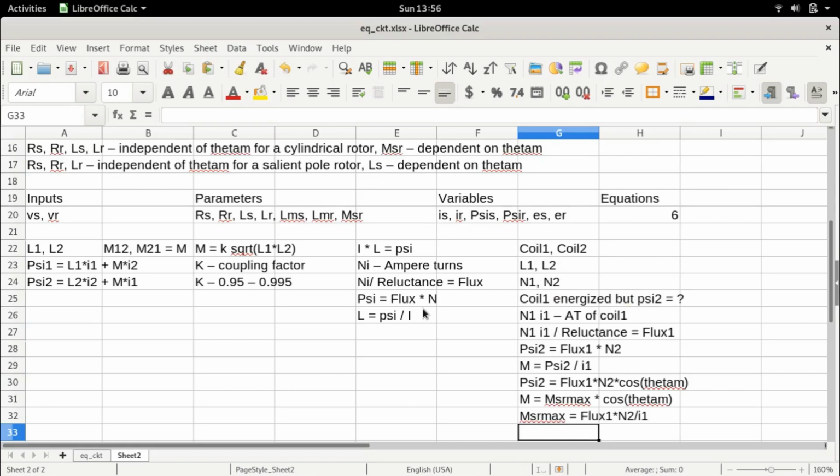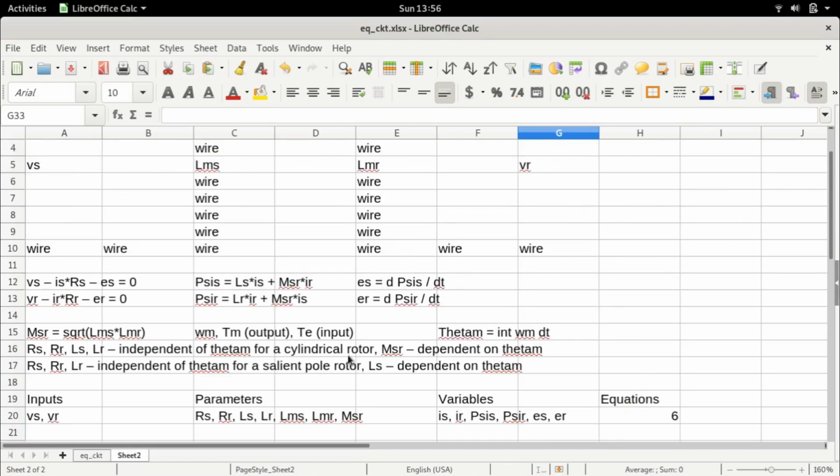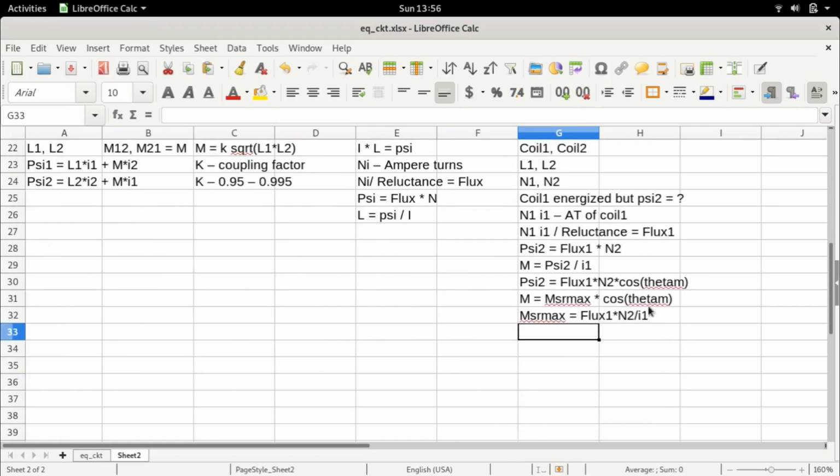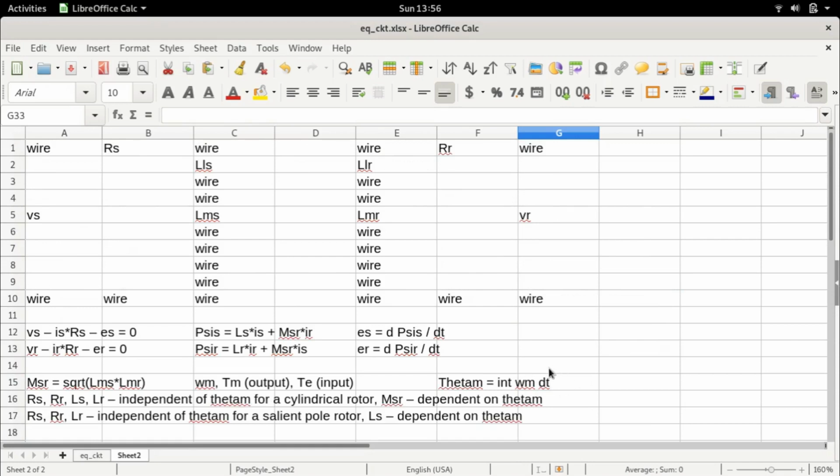So here we have now said that for a squirrel cage induction motor, M_SR is dependent on theta m. We also know that this M_SR is a cosine function of the rotor position angle. So therefore we can now expand this out and write it as an expression of the rotor position angle. With this, for a squirrel cage induction motor, we have now included the rotor position angle inside our mathematical model. So this is a huge breakthrough.